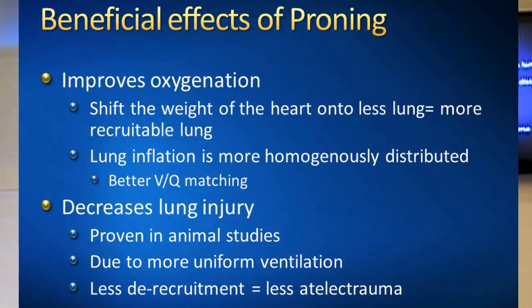All right. So proning. This is what we have chosen as our kind of major intervention for patients with severe ARDS. And so, what are the effects of proning? These have been shown to be true for many years. They started proning people back in the 70s. It improves oxygenation by shifting the weight of the heart onto the less recruitable lungs, so more recruitable lungs. So this improves VQ mismatch, kind of what we were talking about. And then it decreases lung injury by causing less deep recruitment, less atelectrauma, and you get more uniform ventilation. So that's why we do it.